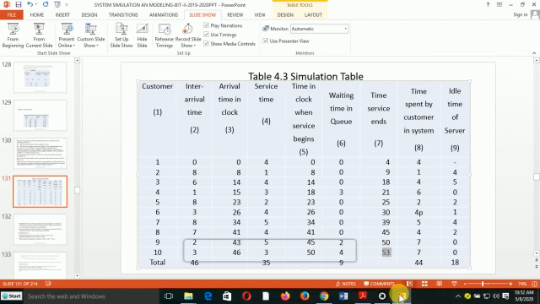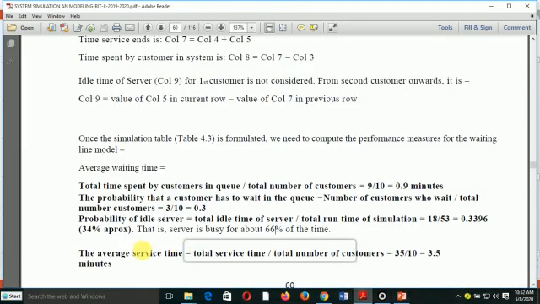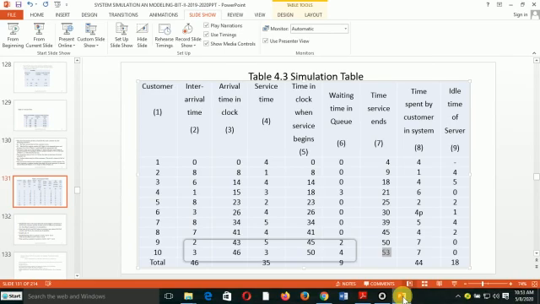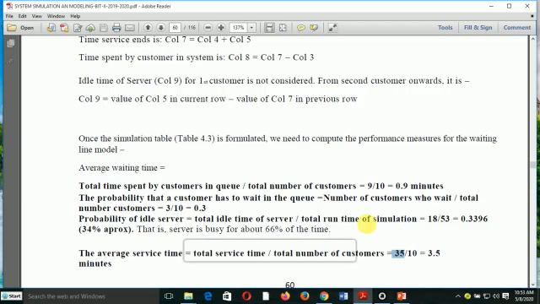Then the average service time will be equal to total service time divided by total number of customers. We take the total service time for 10 customers and divide by the total number of customers. We find that the total service time is 35. We divide by 10 and find that it is 3.5. It means that the total service time is 35 here, so that is why you have to divide by 10, the number of customers.